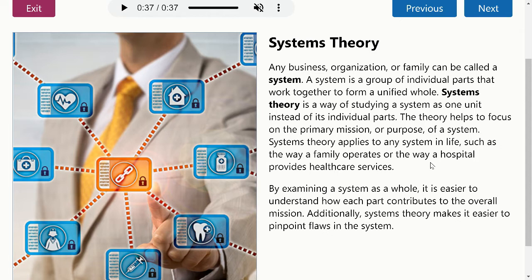System theory is a way of studying a system as one unit instead of its individual parts. So it's going to look at the whole system, not just the different parts of it. The theory helps to focus on the primary mission or purpose of a system. System theory applies to any system in life, such as the way a family operates or the way a hospital provides healthcare services. By examining a system as a whole, it is easier to understand how each part contributes to the overall mission. Additionally, systems theory makes it easier to pinpoint flaws in the system. So you can see where the bad parts are by looking at systems theory.